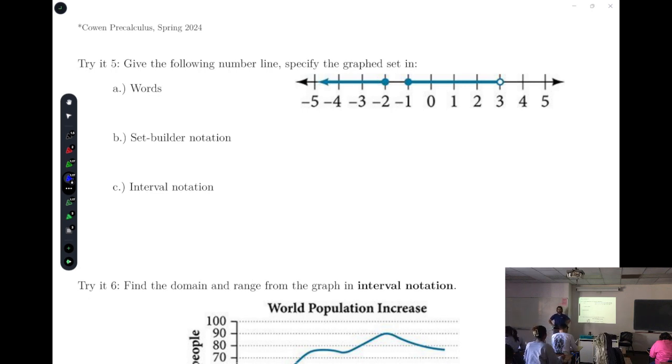Words is hard. There's no right answer. It's just words that you can use. Some keywords are between, or, up to. Words is there's no right answer. Well, the words are just words. It's not a perfect answer.